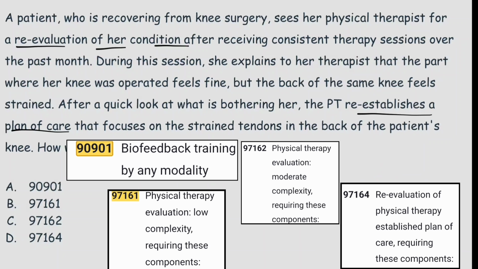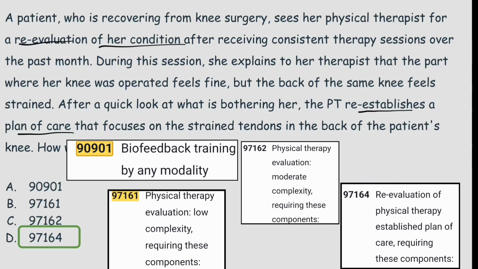The appropriate code is 97164. That is for re-evaluation of her condition, and also the physical therapist re-establishes a plan of care. So 97164 is the right code.